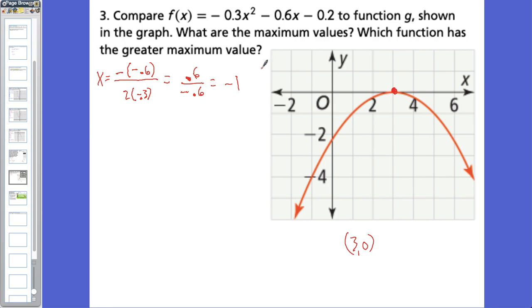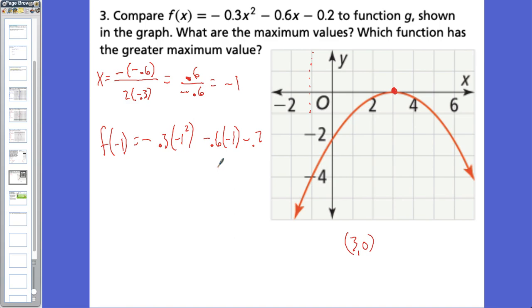Negative 1 is my x value, or my line of symmetry. So that would be over here, right? And negative 1 then goes back into our function, f of negative 1 rather, equals negative 0.3 times negative 1 squared minus 0.6 times negative 1 minus 0.2.